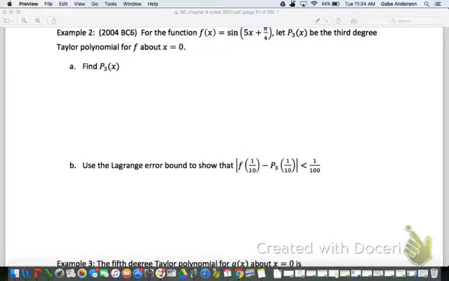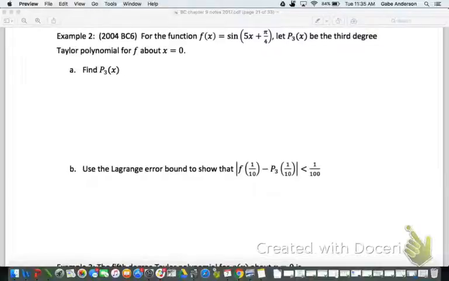This will be, I think, a nice review for you, and then we'll also catch this remainder thing, this Lagrange error bound too. Okay, so it starts off by saying find p sub 3 of x, the third degree Taylor polynomial about x equals 0. I think you probably remember this.